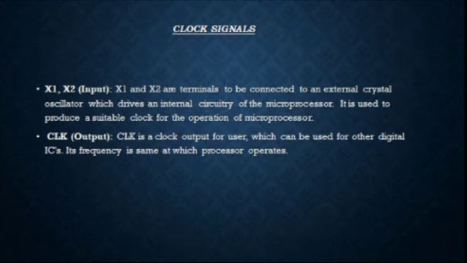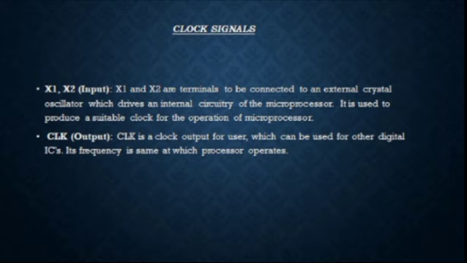The clock signal consists of 3 pins which are X1, X2 and CLK. X1, X2 are terminals to be connected to an external crystal oscillator which drives an internal circuitry of the microprocessor. It is used to produce a suitable clock for the operation of the microprocessor.